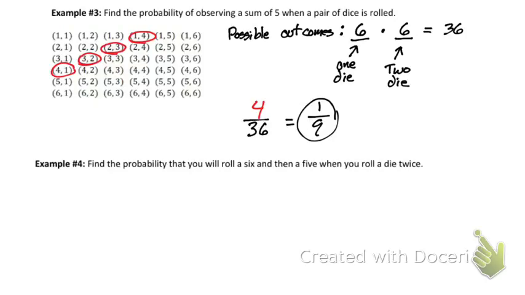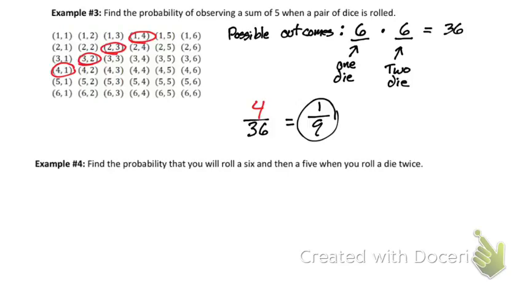But rather than having to draw those out, you want to come up with those tricks. You want to figure out 6 times 6 equals 36. Those are our possible outcomes. And then you should be able to picture in your head which numbers add up to that actual 36.